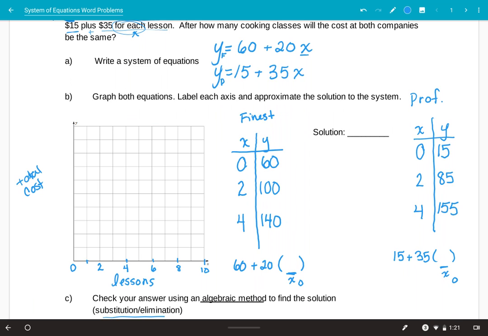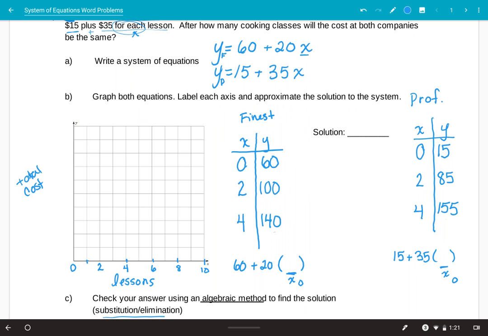When I get to 4 classes, professional is more expensive. I have to pay $155, while finest is $140. And this is what you would be thinking about if you're going to be doing a gym membership. If you're going to go to more than one gym, or do more than one class, are you going to go to more than one location?